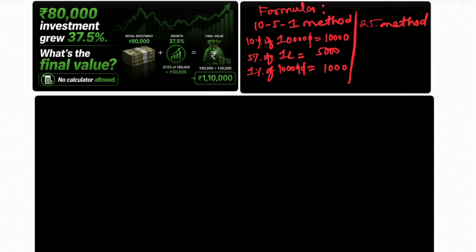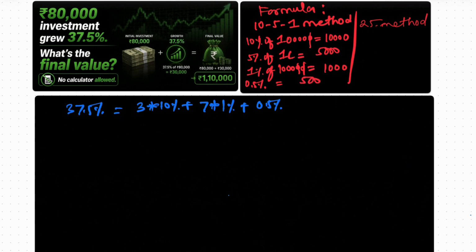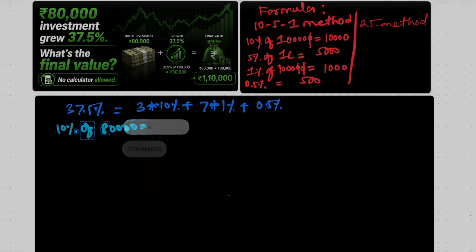So we look at that method. Let's look at it here: 3 times 10%, 30%, and then 7 times 1% will be 7%, and then 0.5%. So in the formula, if I want to calculate 0.5, that will be half of 1%. If I apply the formula, 10% of 80,000, you remove 1 zero from the end, so that becomes 8,000.